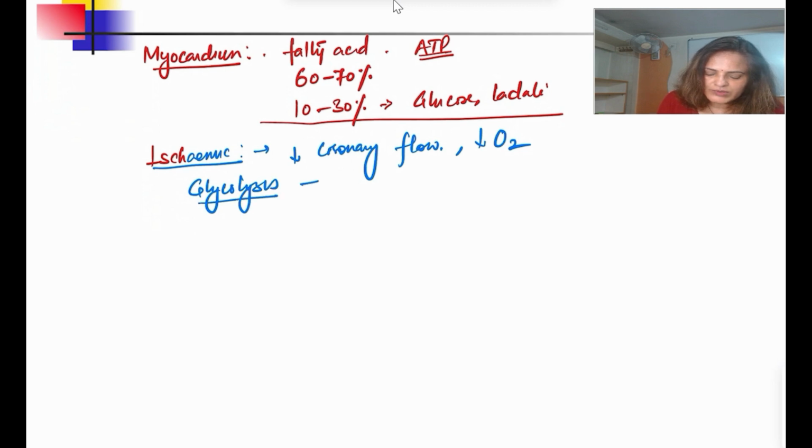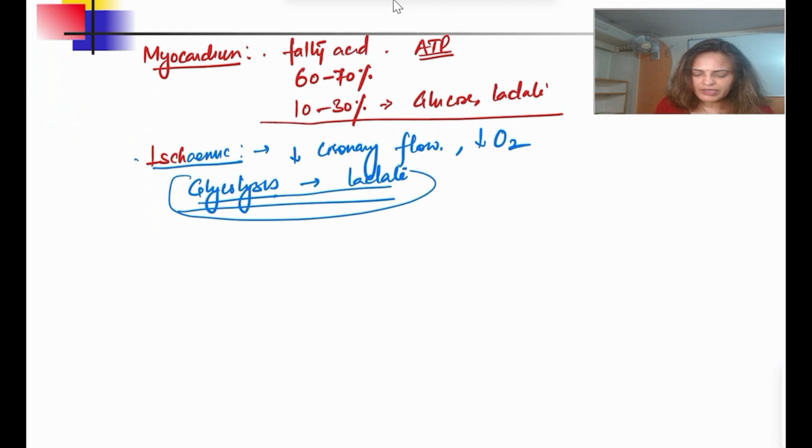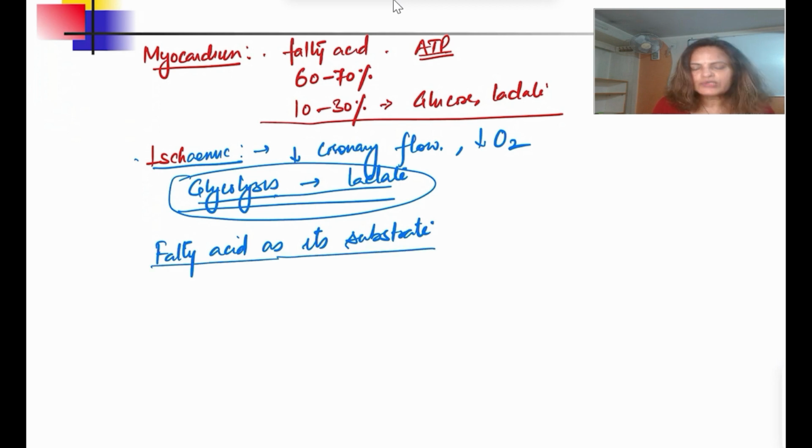The glycolysis will happen and there is an increased production of lactate. Despite this, paradoxically, the ischemic myocardium is going to use fatty acid as its substrate. Okay. Now what happens if it is using fatty acid as its substrate?